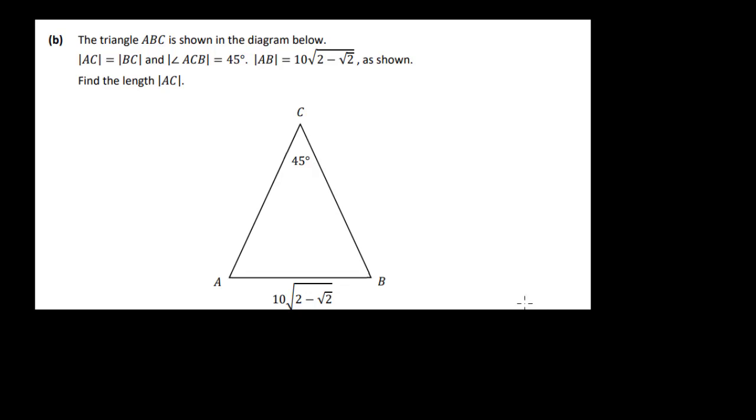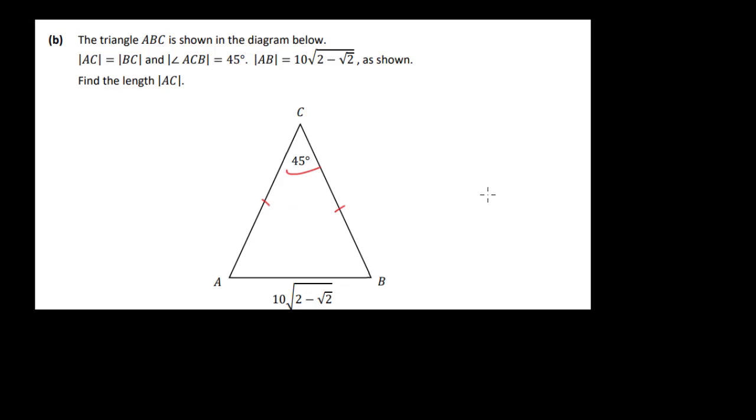Okay, so part B then. The triangle ABC is shown in the diagram below. Now, AC is equal to BC, so this is an isosceles triangle, which means we can work out these two angles here if we want. The angle ACB is 45 degrees, which we've been given. And AB is this thing here, which we're given as well. Find the length AC. So we've got to find this length here.